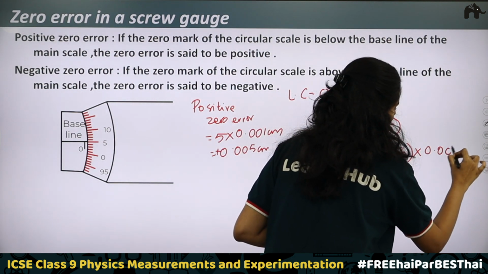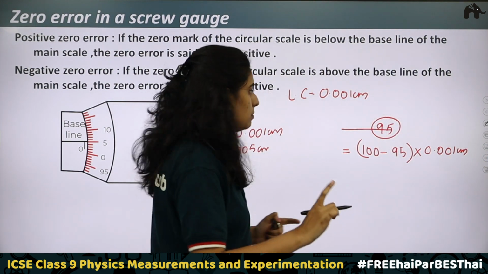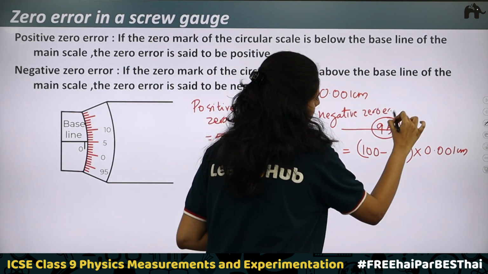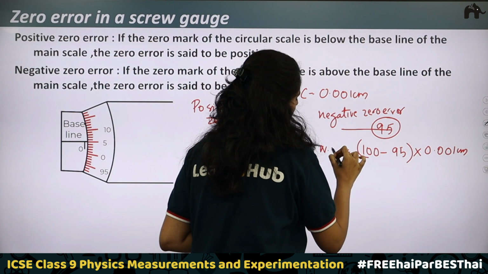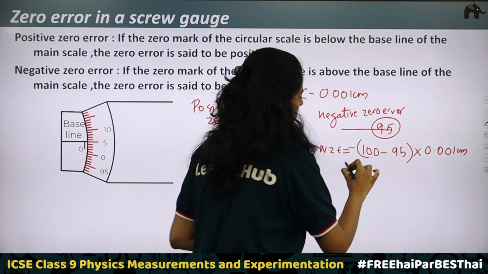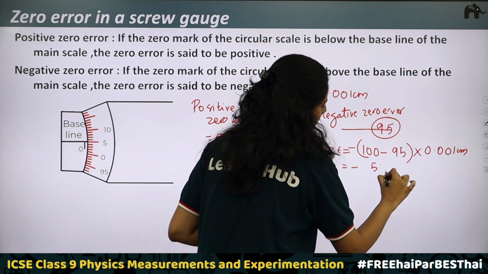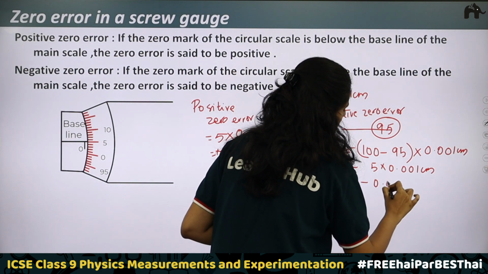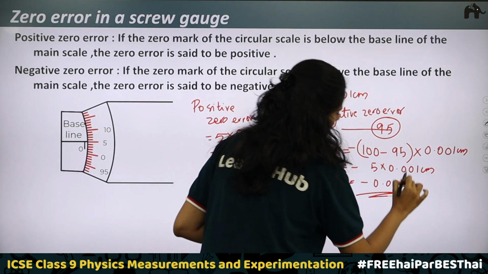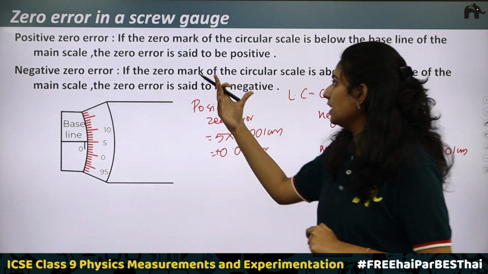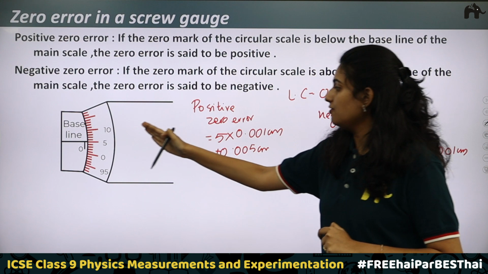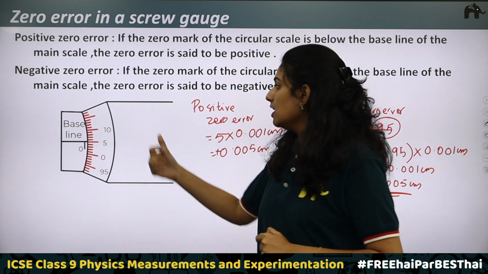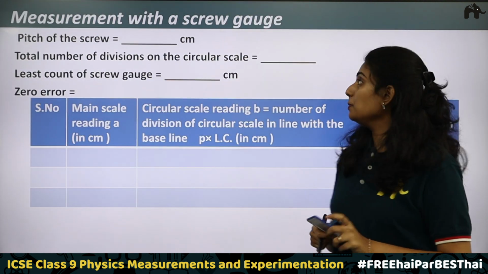That is 0.001 centimeter. Here you have to remember, when you take the negative zero error, you should put a negative sign, which is equal to minus 5 into 0.001 centimeter, equal to minus 0.005 centimeter. This is a negative zero error. Understood how to find the positive zero error and negative zero error? If zero is below the baseline, it is positive, and if you have zero above the baseline, then it is negative.